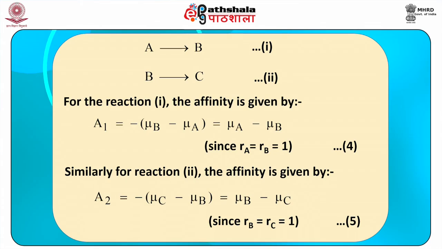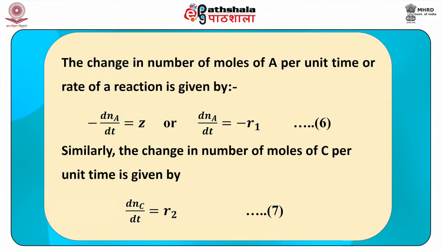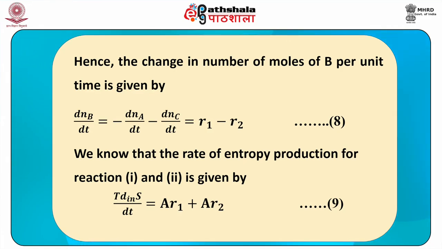Consider a consecutive type of reaction in which A gives B, and in the second reaction B gives C. For reaction 1, the affinity is given by the difference mu A minus mu B, since nu A equals minus nu B equals 1. Similarly, for reaction 2, the affinity is given by mu B minus mu C, since nu B equals minus nu C equals 1. The change in number of moles of A per unit time, or rate of reaction, is given by dN_A by dt equals minus R1. Similarly, the change in number of moles of C per unit time is dN_C by dt equals R2. Hence, the change in number of moles of B per unit time is given by R1 minus R2.